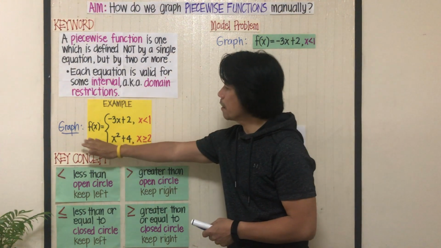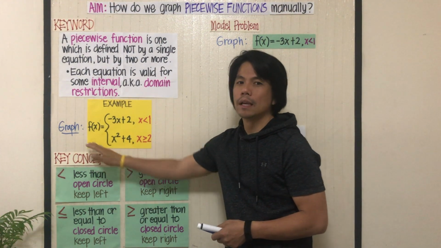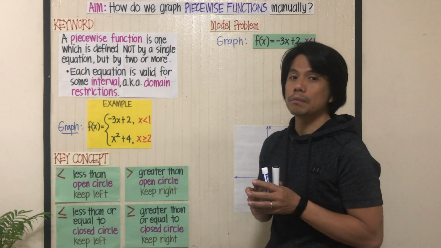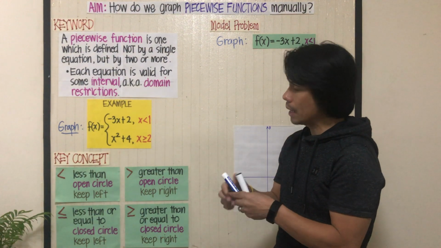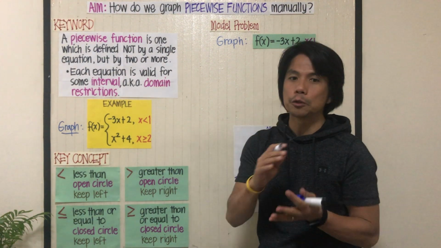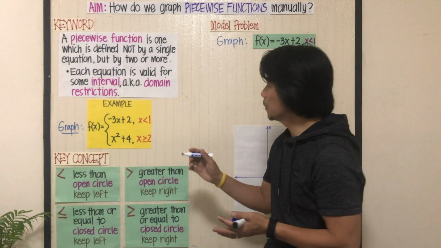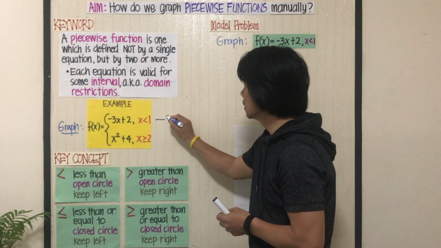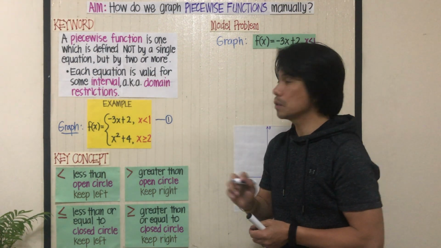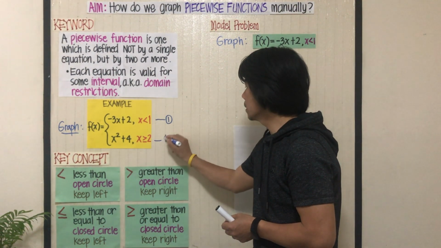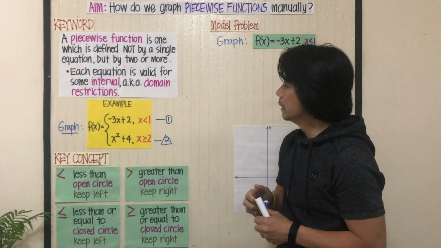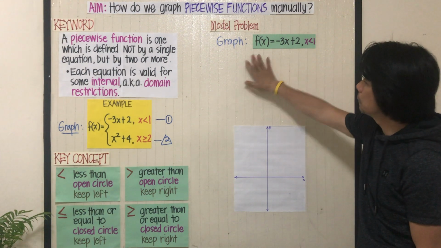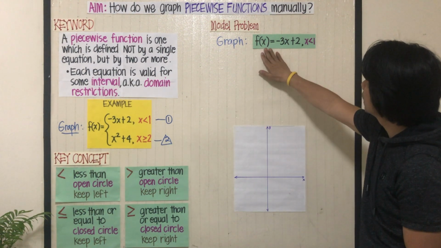What if we want to graph this piecewise function? I strongly suggest, especially if this is your first time graphing a piecewise function, that you break it down into two pieces. That's why it's a piecewise function. Let's label it. Our first equation, the linear function, let's label it as equation 1, and this is equation 2 inside the triangle.